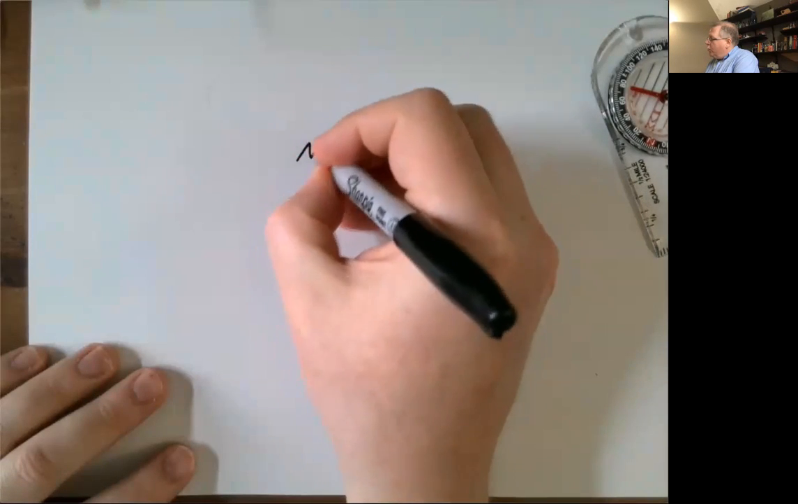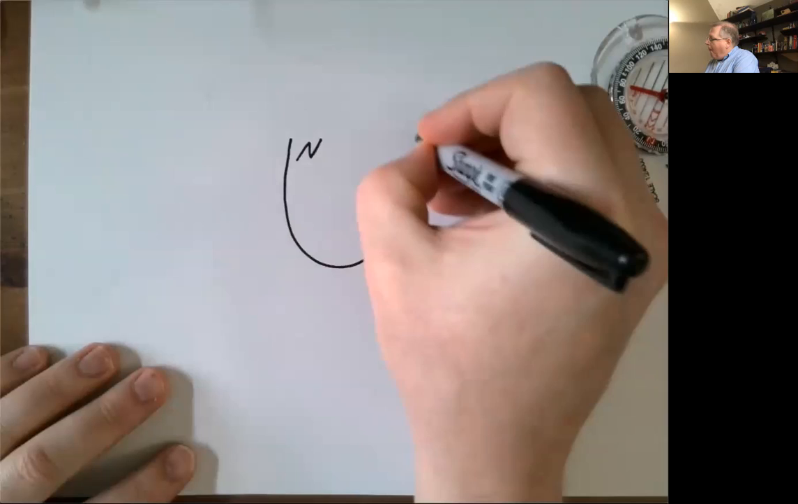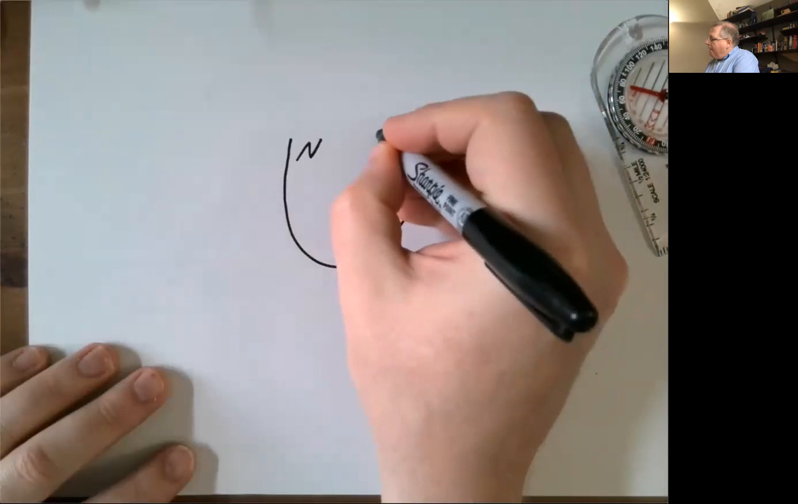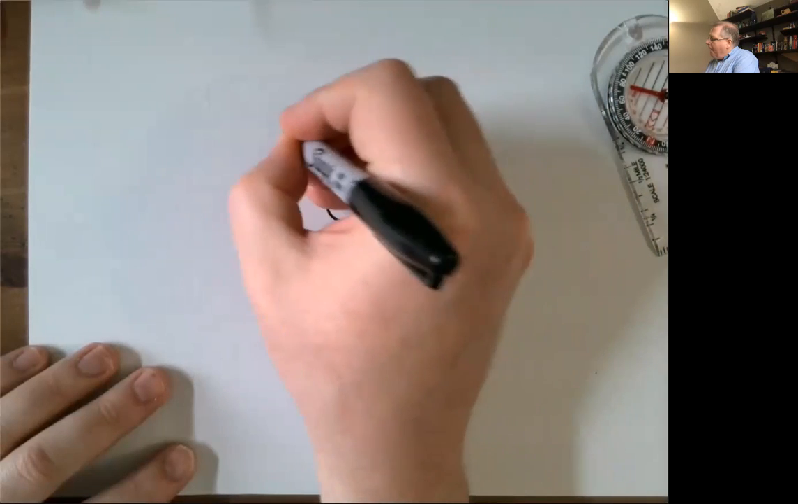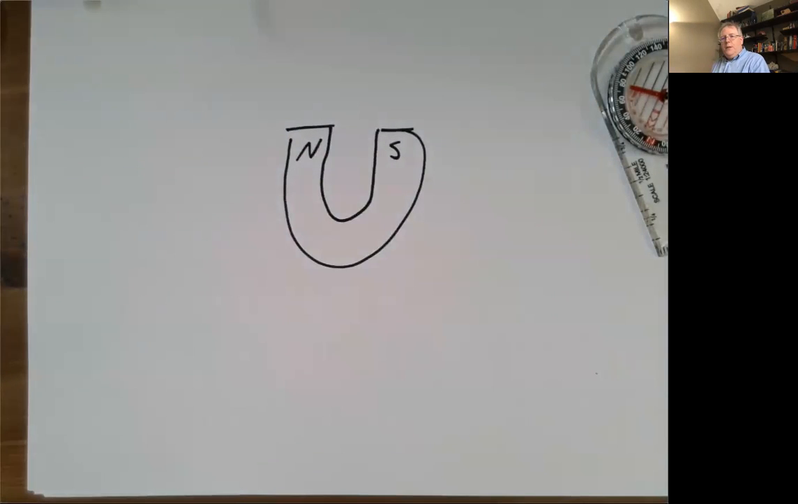So now how would you do something like a field for a horseshoe magnet? What would the field for this look like?